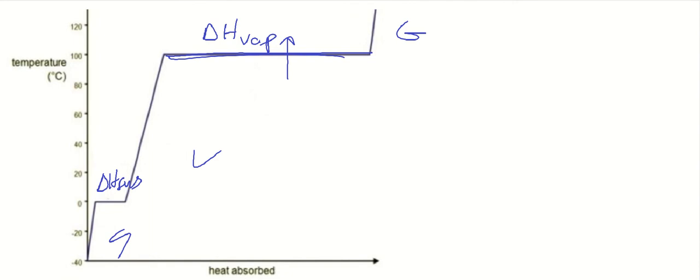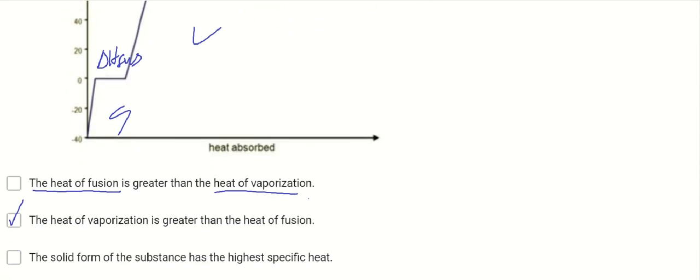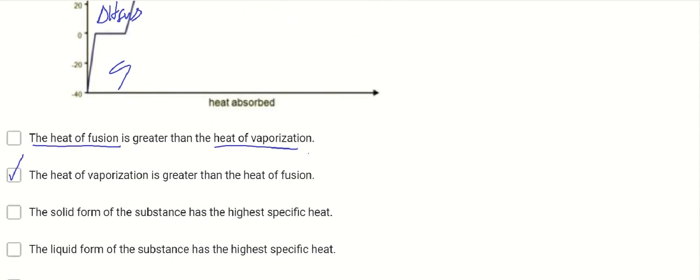It takes a lot more energy to boil a sample of water than for that same sample of water to melt. This is probably not even drawn to scale, so it should be even more than that. Remember, it was like 40.7 kilojoules per mole from our other problem. And then the heat of fusion is like 6, I think. So this one's not true. The first statement is not true.